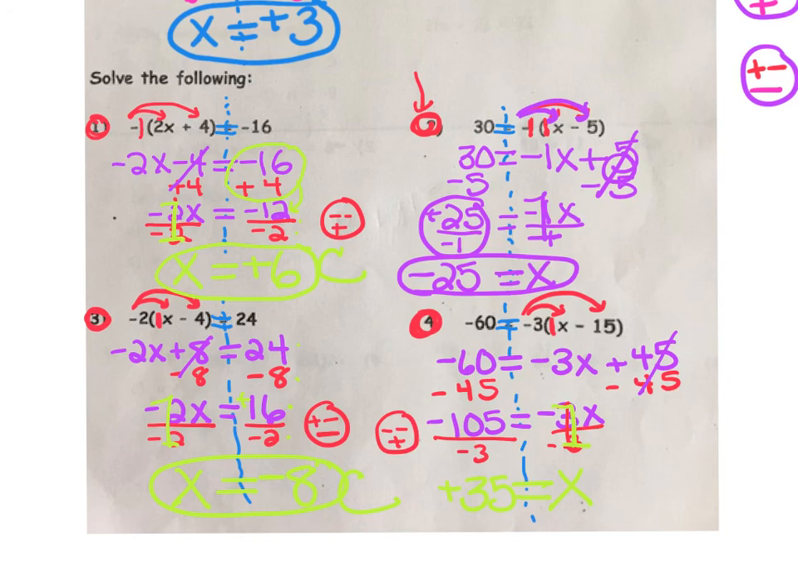And lastly, when we combine negative 60 and negative 45, we get negative 105. Then divide by a negative 3. We use the Margar rules. We get a positive 35. Give yourself a check. X equals a positive 35. This concludes page 17.